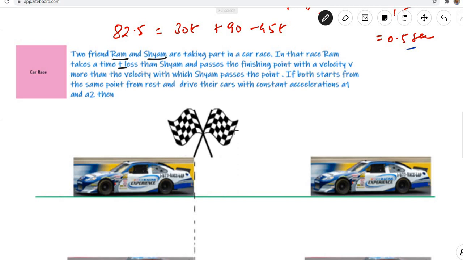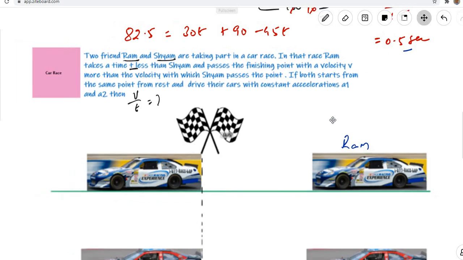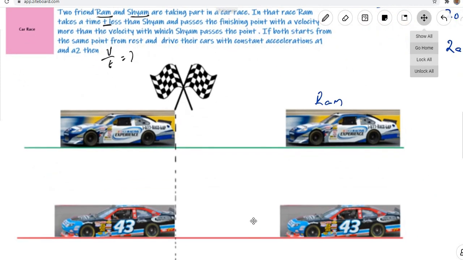Actually, the question is, what is the value of v by t? This is the question. So, what is that v by t, in terms of a1, a2? We need to find out. Okay, so let us understand the two friends Ram and Sham. Let us take the fellow who is driving this car as Ram, and the one who is driving the second car as Sham.